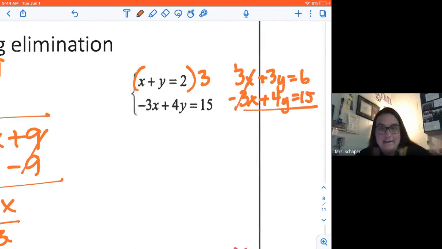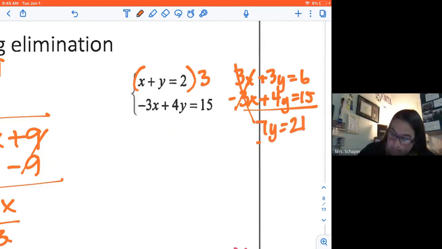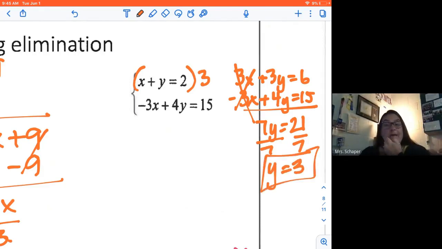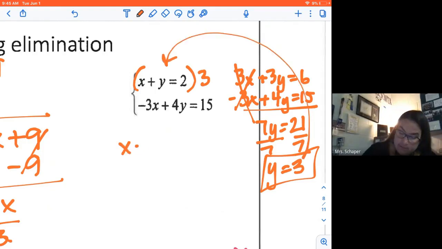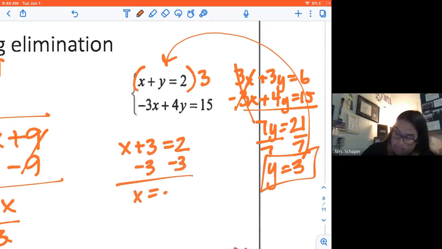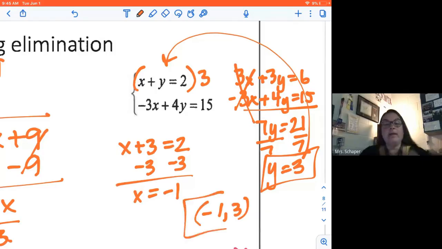My x's can cancel out. I've got 7y equals 21. Now I'm using my equation solving. Y equals 3. I can substitute that back in. So x plus 3 equals 2. Subtract 3. X equals negative 1. So negative 1, 3. And there we go.